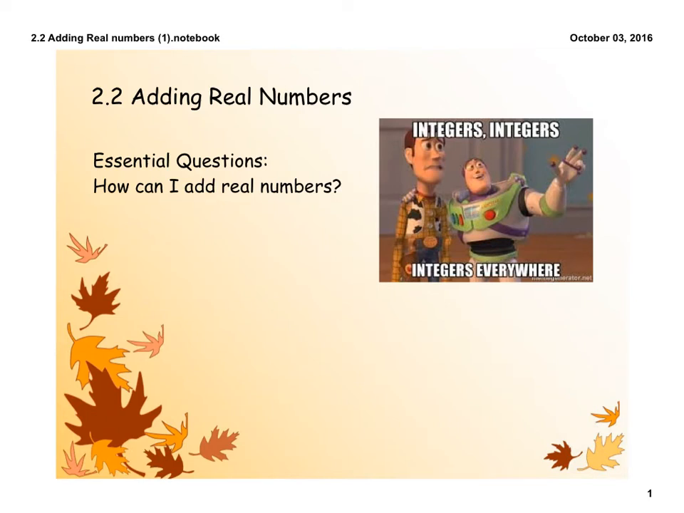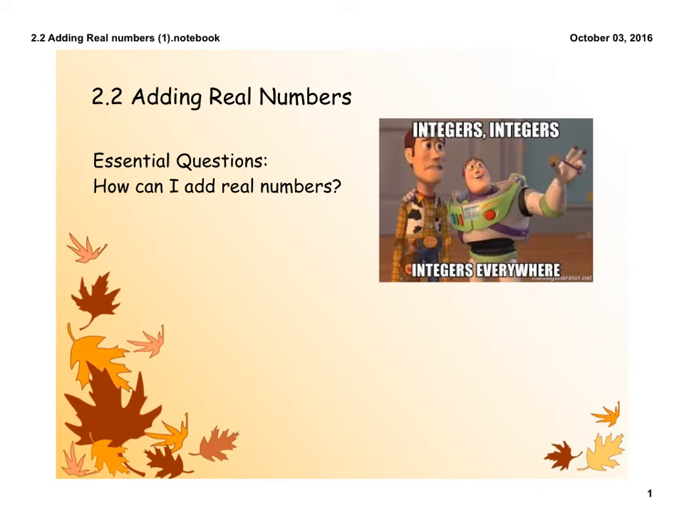In this section, we're going to add real numbers together. And you might be thinking, well, I know how to add numbers. And that's great, but do you really understand what you're doing? So what we're going to do today is really show how we are adding numbers together and why we get the answers that we do.